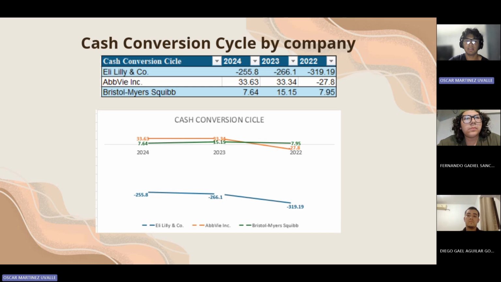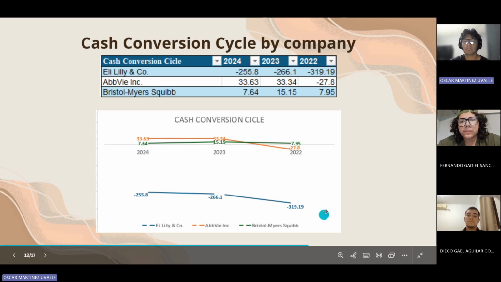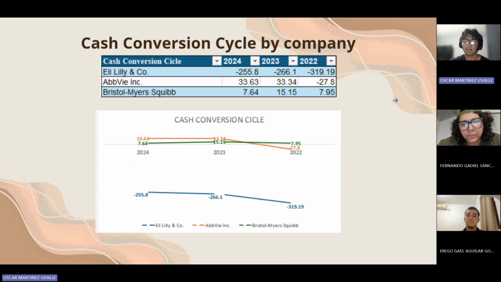And here we can see that the lowest of all the three companies was Eli Lilly & Co. because of the difference between the average collection period and the average payment period, there was a really huge difference in favor of the average payment period. So basically, the numbers being negative means that their customers' money was used to finance the next operations.